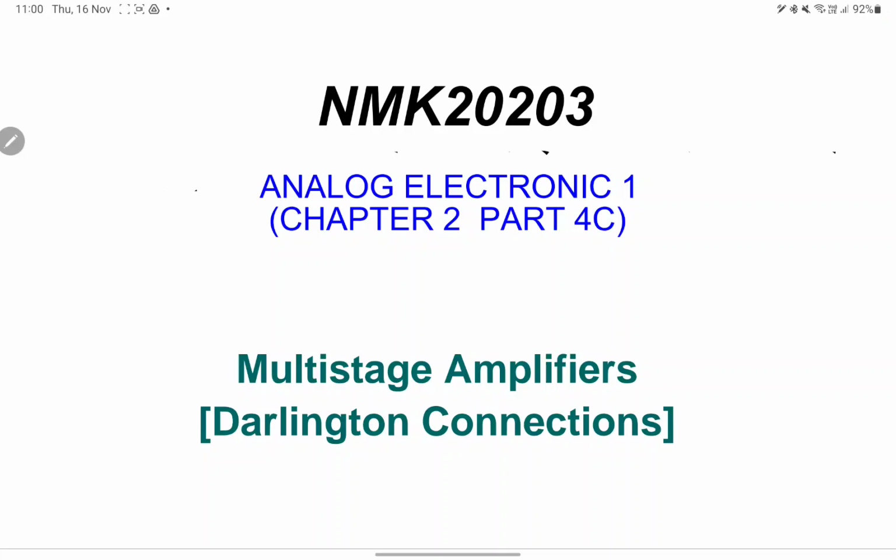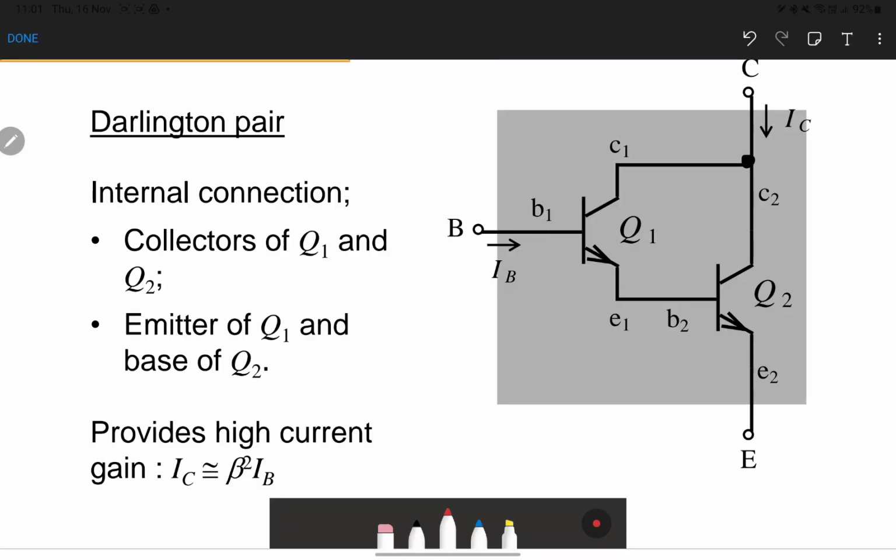Today we're going to continue the last topic for chapter 2, which is a multistage amplifier, specifically the Darlington connection. The Darlington pair configuration is similar to the cascade configuration. However, this connection has no capacitor in between the two transistors.